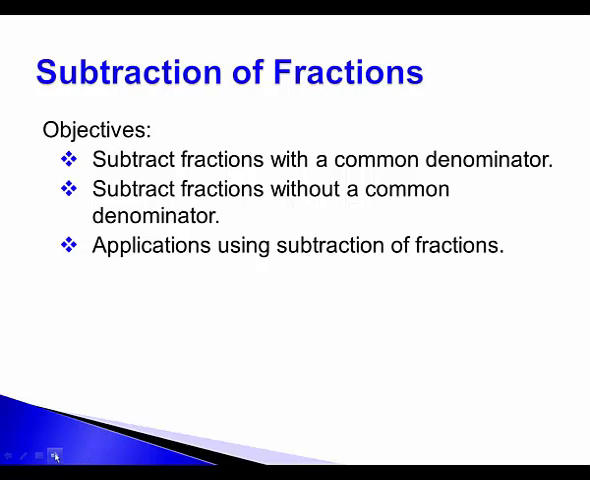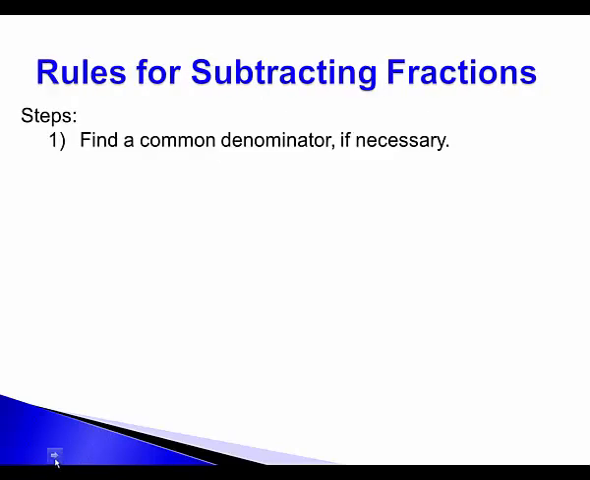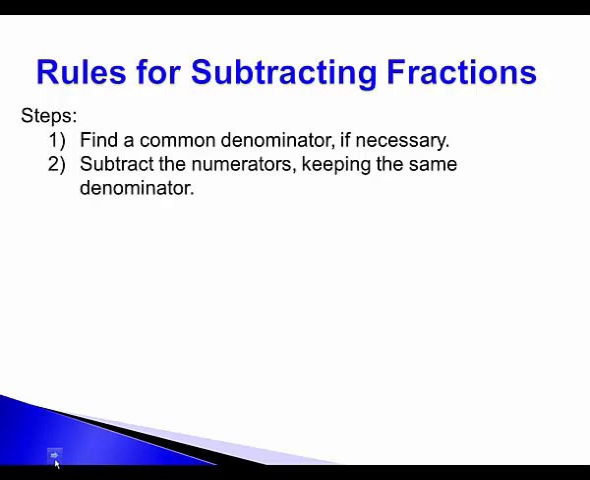So let's begin by looking at our rules for subtracting fractions. Our steps will be to find a common denominator, if necessary. We will then subtract the numerators, keeping the same denominator, and we will simplify if possible. Now what you should be recognizing here is that subtracting fractions is an awful lot like adding fractions. We're going to need that common denominator, and you do need to remember that the two times you need a common denominator are for addition and subtraction of fractions, not for multiplying and dividing. So let's look at an example.